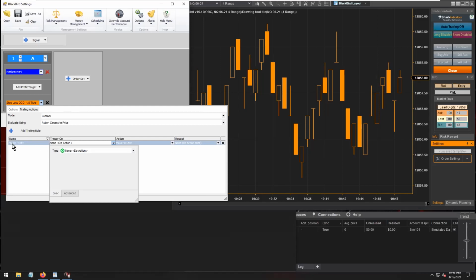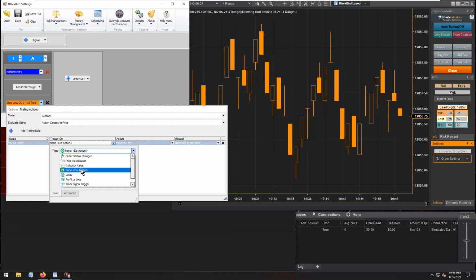So if we want to find 40 ticks of profit, then there's two ways we can do this. We can use the profit or loss, or we can use the, where is it? Delay. It's right above it. There we go. Or we can use the delay. They'll effectively both do the same thing. Now, the profit or loss actually has more flexibility built into it, but since this is just a very simple 40 tick trailing here, we'll just use the delay.